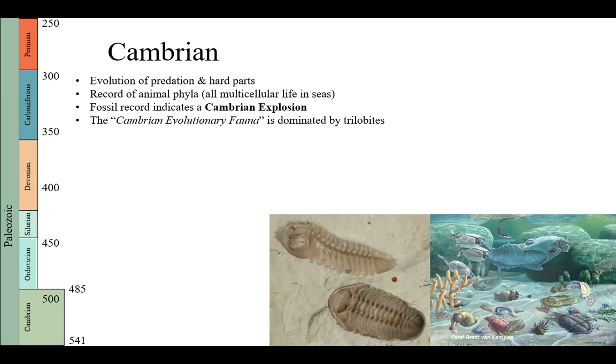All the animal phyla are present in the seas, almost totally. And all the multicellular life we think we know about is present by the Cambrian. You guys have learned that because hard parts evolved in the Cambrian, it looks like to our eyes, if we're just going through all the history of Earth, suddenly there's an explosion and there's fossils everywhere.